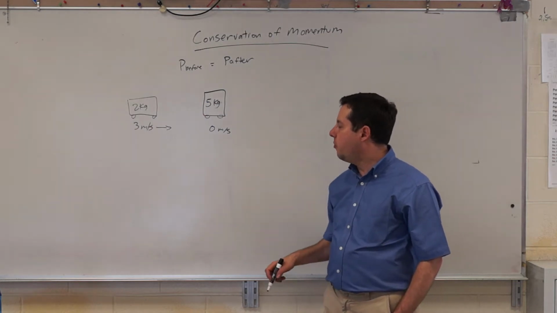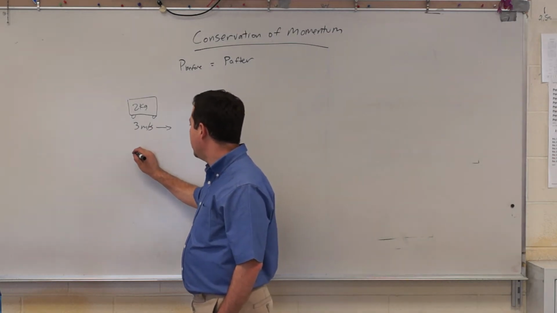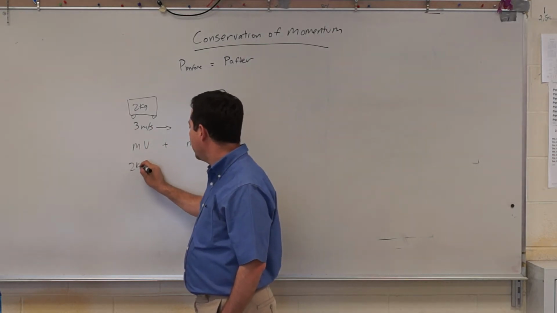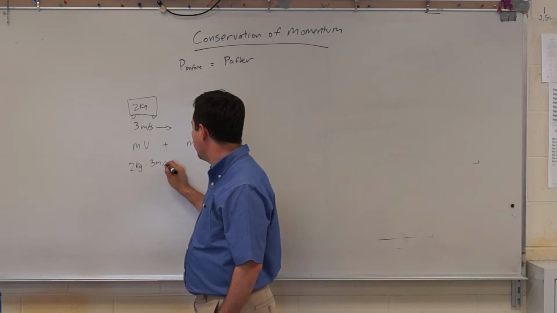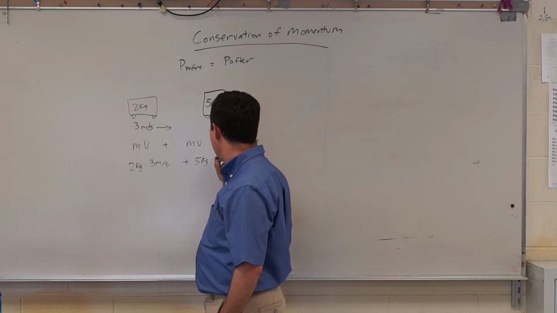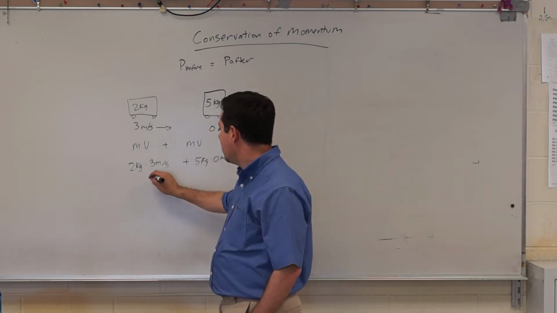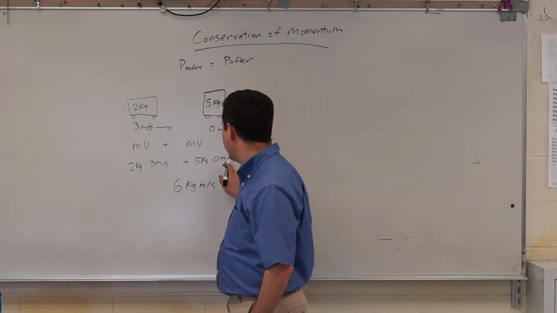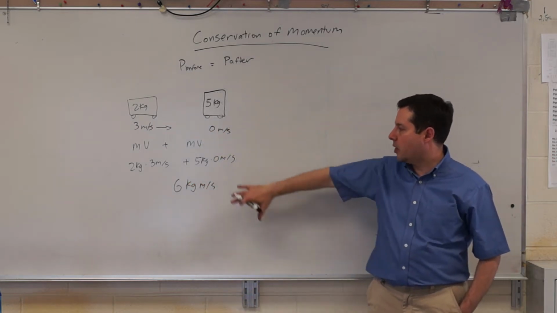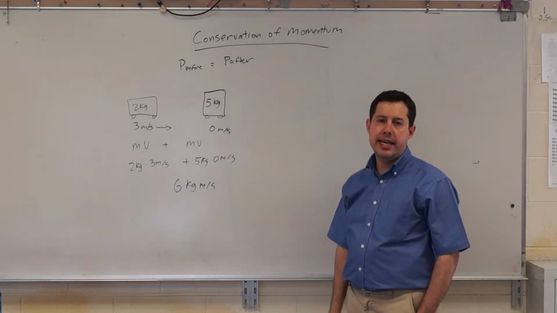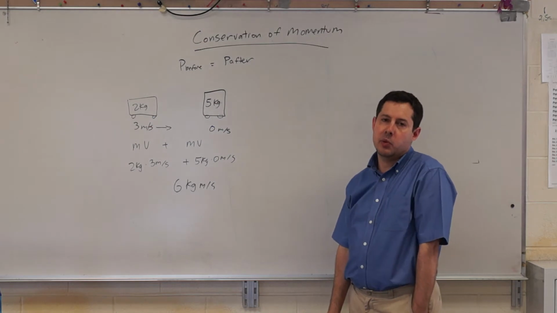So momentum before the collision is going to be mass times velocity of this object plus the mass times the velocity of this object. 2 kilograms times 3 meters per second plus 5 kilograms times 0 meters per second. So you end up getting a total of 6 kilogram meters per second. This is 0, so that term goes away. So you know that after the collision, the total momentum is going to be 6 kilogram meters per second.